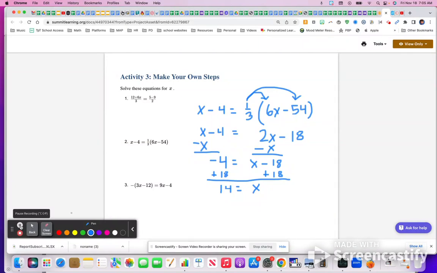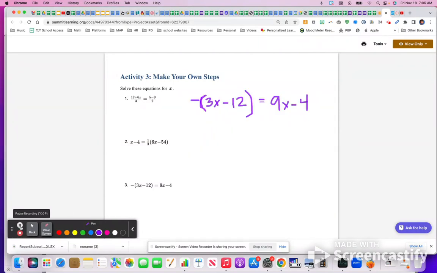Try the next one. All right, how did you do on this one? Well, let's go ahead and try it out. The first thing I notice is that there's this negative in front of the parentheses 3x minus 12. And that negative really means that there's a negative 1 that's going to be multiplied by 3x, and that negative 1 is going to be multiplied by negative 12 because it's the opposite of everything inside.